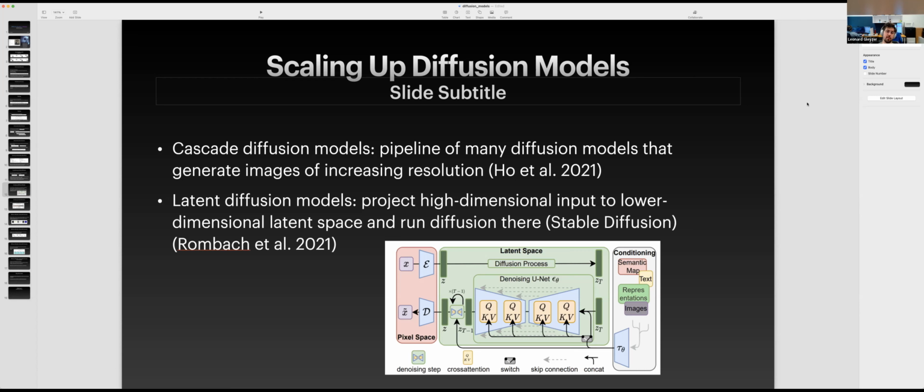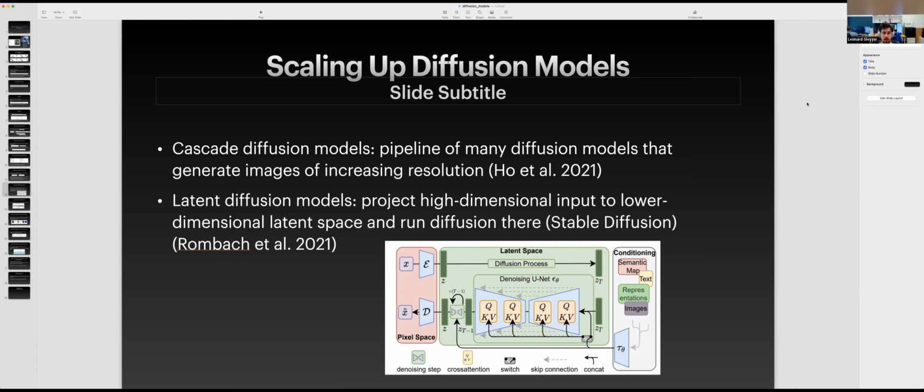One of the most popular scaling ups of diffusion models is what's known as latent diffusion models, where you learn a projection of the high dimensional space that you're interested in to a lower dimensional latent space and run the diffusion there in the lower dimensional latent space, and then upsample from the lower dimensional latent space back to your original space. And the most popular one of these latent diffusion models you may have heard of is called Stable Diffusion.